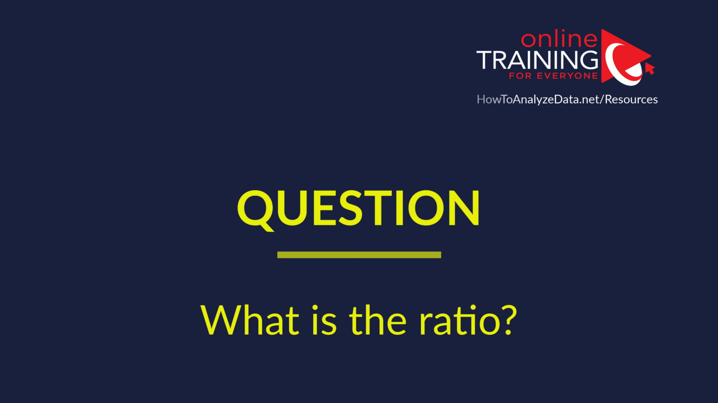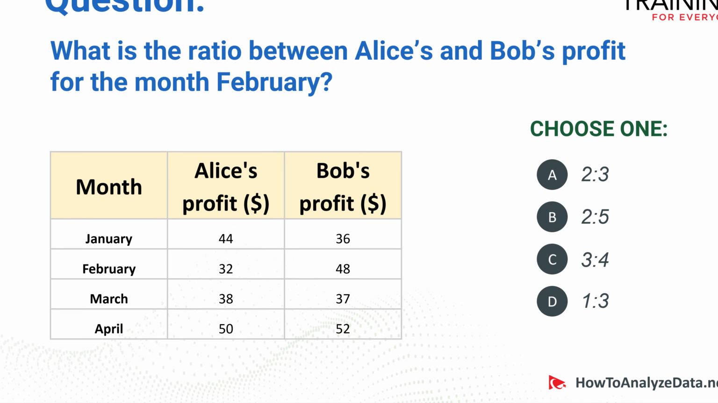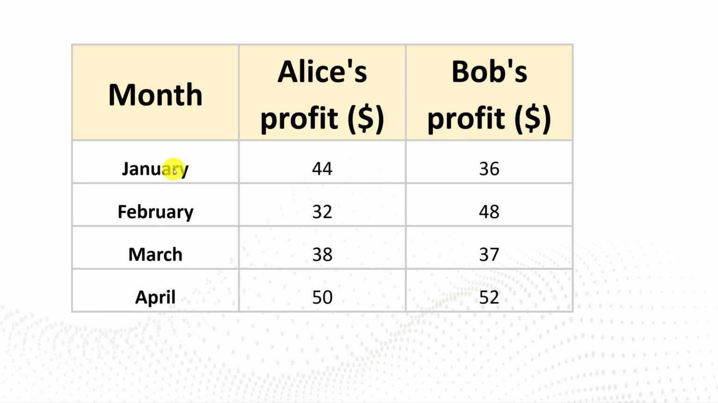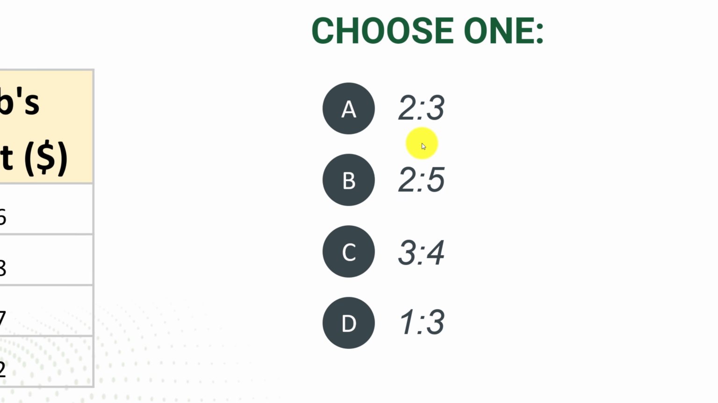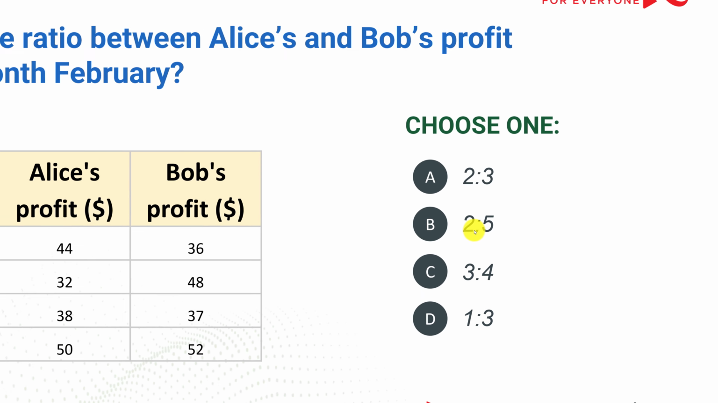Now let's look at the very tricky question, which is frequently used as part of a variety of different tests. What is the ratio between Alice's and Bob's profit for the month of February? You have a table here which lists 4 different months: January, February, March. You have Alice's profits and Bob's profits. And you have 4 choices for the ratios: 2:3, 2:5, 3:4, and 1:3. Which one do you think is right?